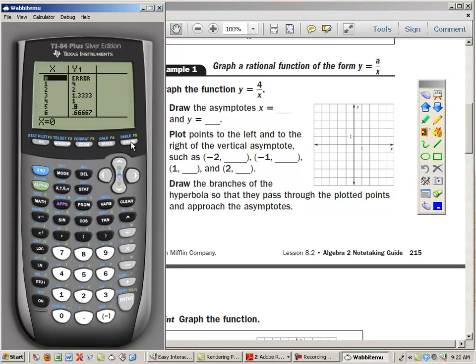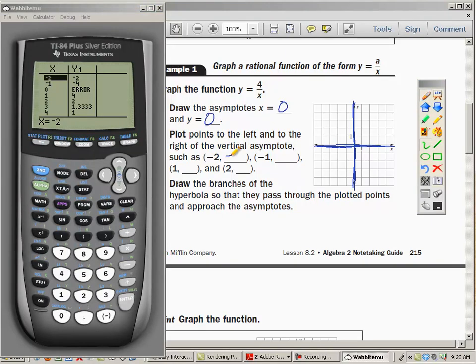We're going to go to second table. And again, you'll notice here when x equals 0, what's y? Well, that's equal to an error, right? So obviously that's our vertical asymptote. When x equals -2, you can see here that y equals -2 as well. When x equals -1, we get -4. When x equals 1, we get 4, and we get 2 here.